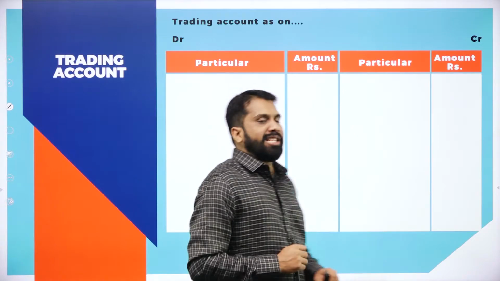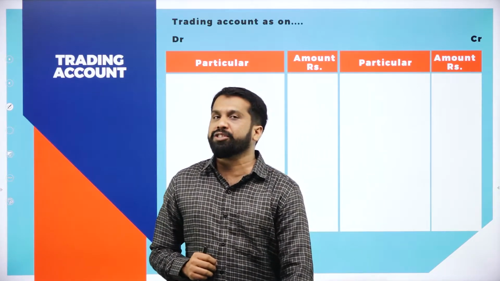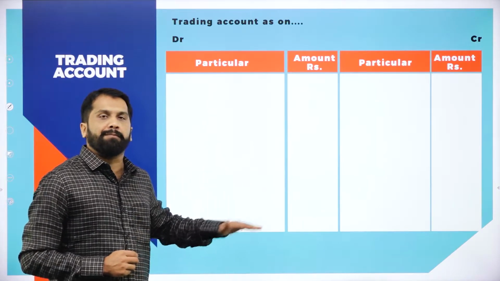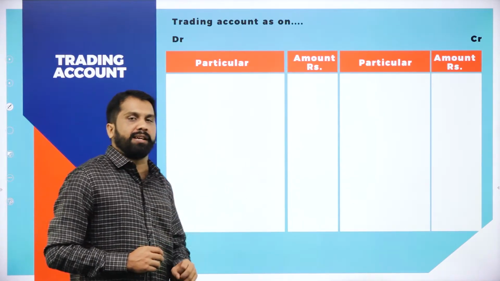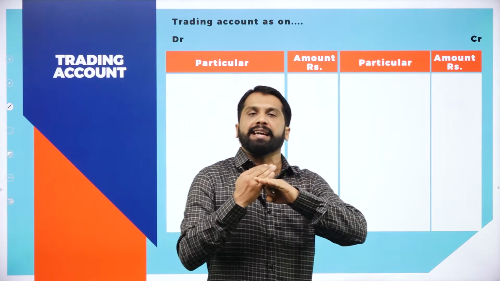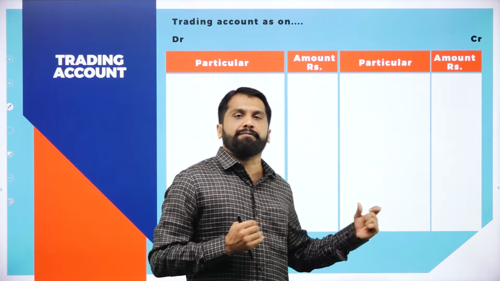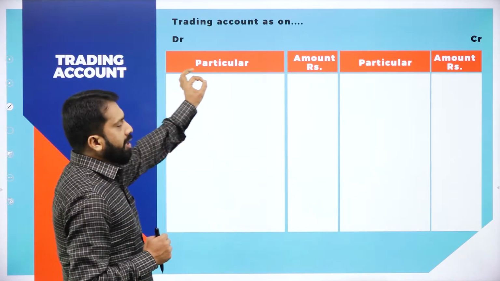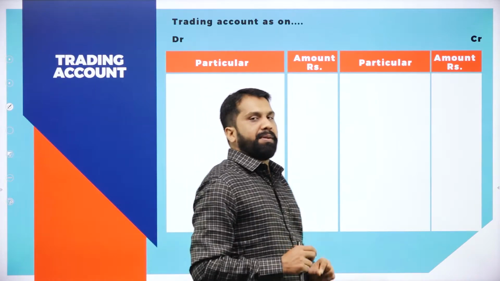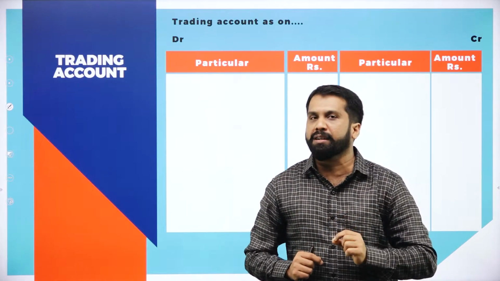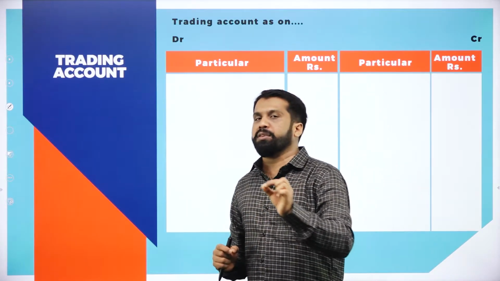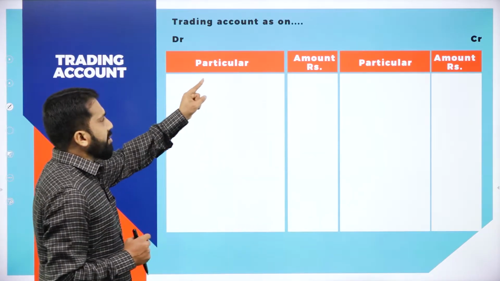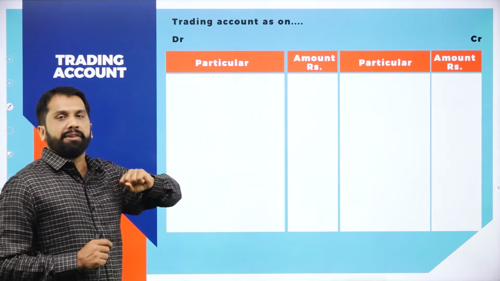Now, this will be your format of financial statement. We will understand one by one. I have not filled everything, because one by one I can explain better as I fill this. Now, remember, the heading must be trading account as on. For example, in your question paper, they have given as on 31st March 2020. What should you write? Trading account as on 31st March 2020.